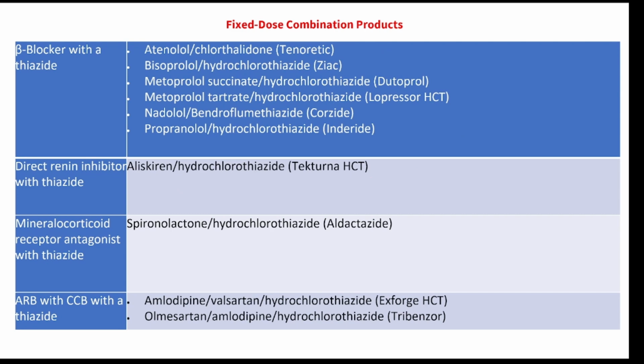Again we have a combination between beta blocker and thiazide: atenolol, bisoprolol, metoprolol, nadolol, propranolol plus diuretic, Tenoretic, Ziac, Lopressor HCT, hydrochlorothiazide, Corzide, so propranolol plus hydrochlorothiazide. Tekturna HCT, aliskiren hydrochlorothiazide, renin inhibitors. Then we have spironolactone hydrochlorothiazide, Aldactazide.